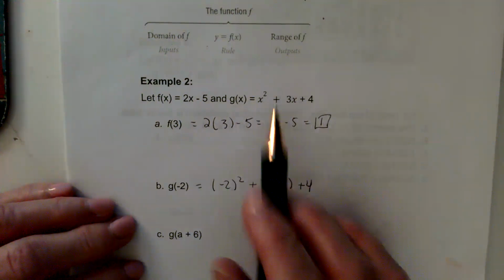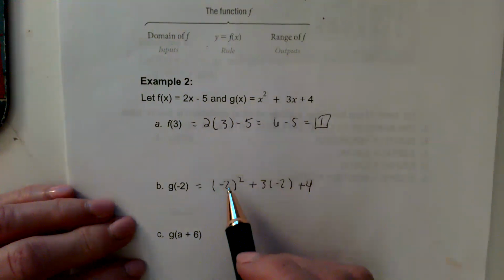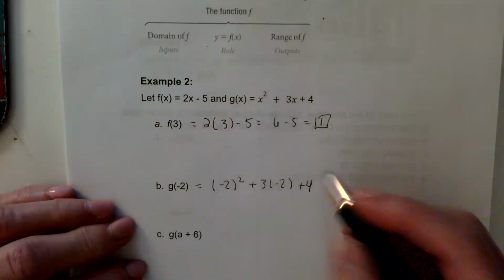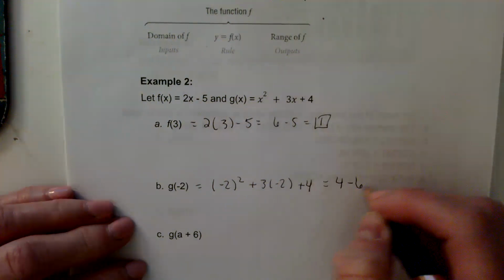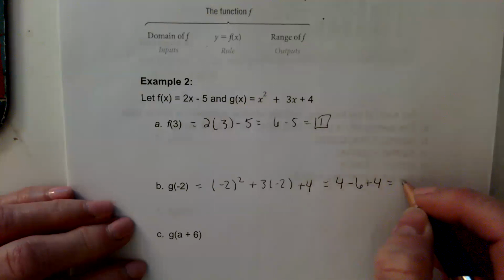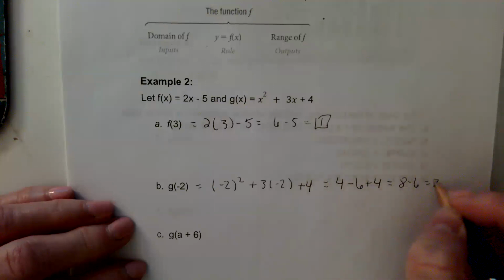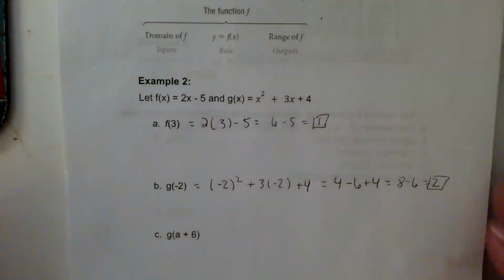And notice that x is being squared, so I have to put a -2 in parentheses so that the entire -2 gets multiplied by itself. So this becomes 4 minus 6 plus 4, which results in a +2.